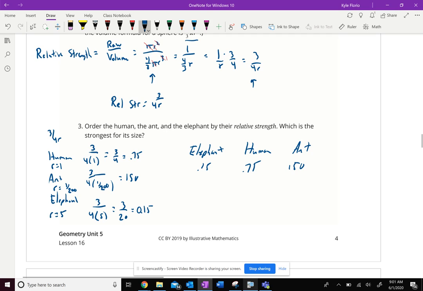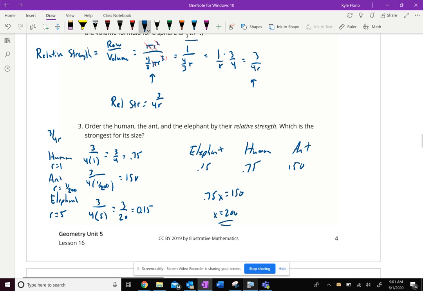That's a real big difference. That means ants are really, really strong. I mean, how many times stronger is an ant than a human? A human times what number is going to give me an ant? If we divide both sides by 0.75, I think the scale factor is 200. An ant is 200 times stronger than a human.